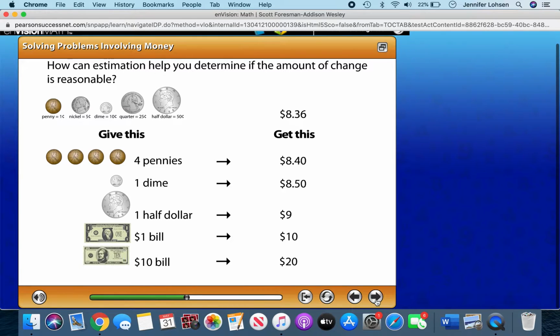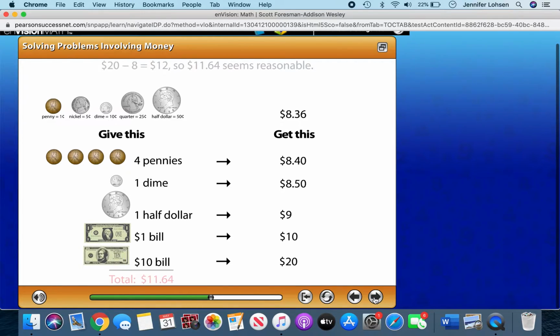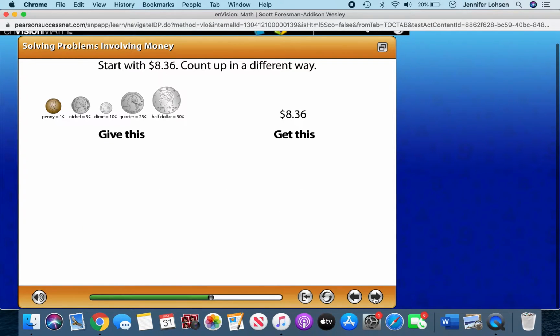How can estimation help you determine if the amount of change is reasonable? Okay, so our item was $8.36. We gave $20. How can we figure out that our estimation of the change would be reasonable? $20 minus $8 equals $12, so $11.64 seems reasonable. Start with $8.36. Count up in a different way.